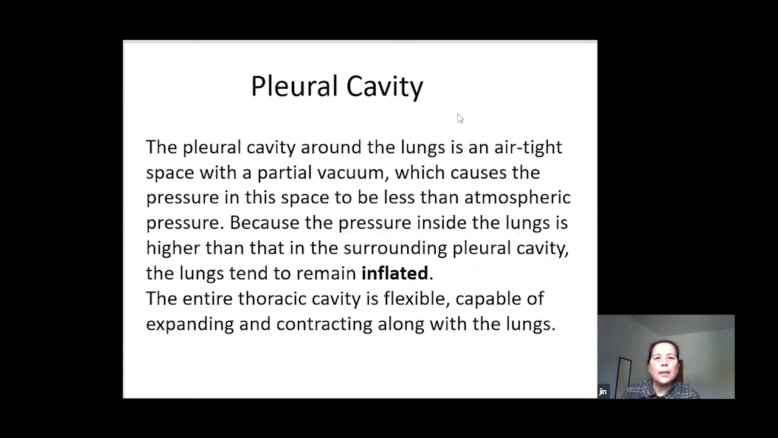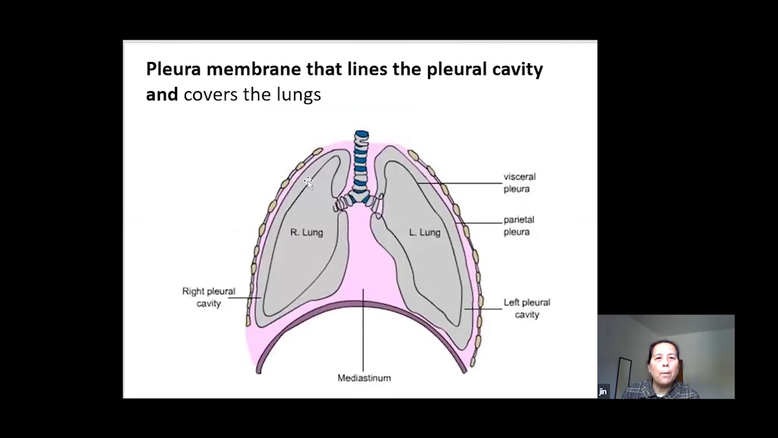It's mainly working for the inhale. When the chest cavity gets bigger, it directly pulls the pleural cavity bigger. And the inside of the pleural cavity has negative air pressure, so that will pull the lung bigger. So that's a pretty important part of respiration.